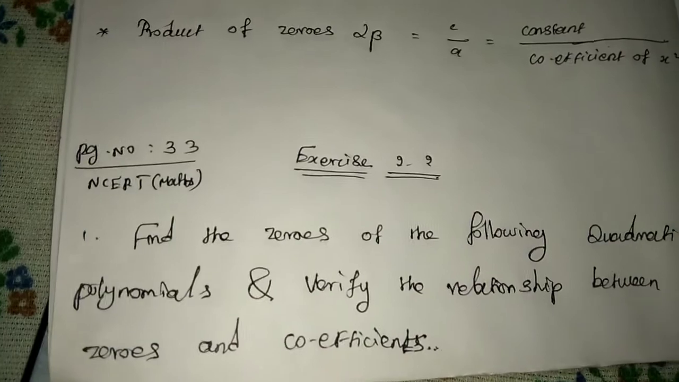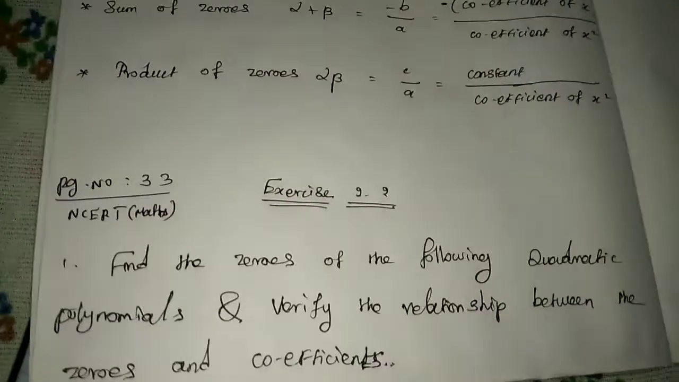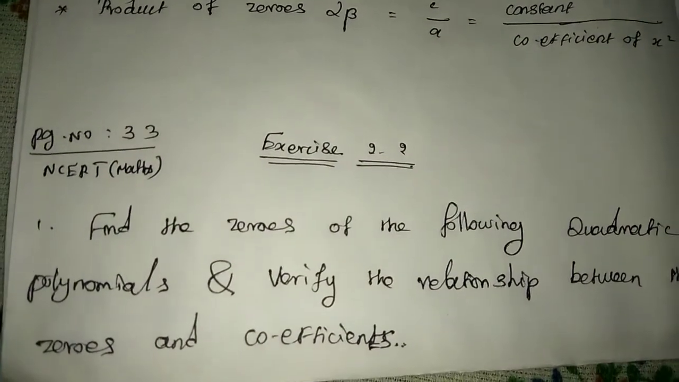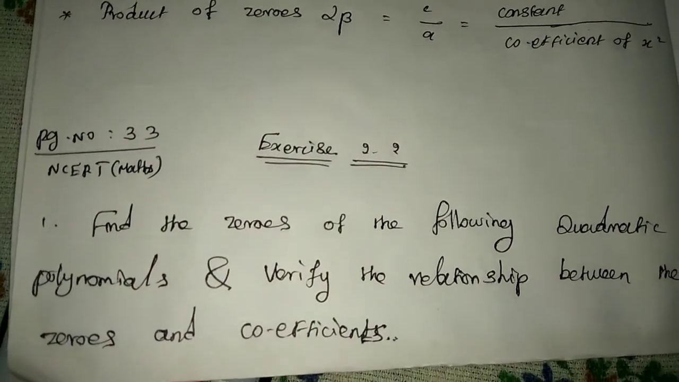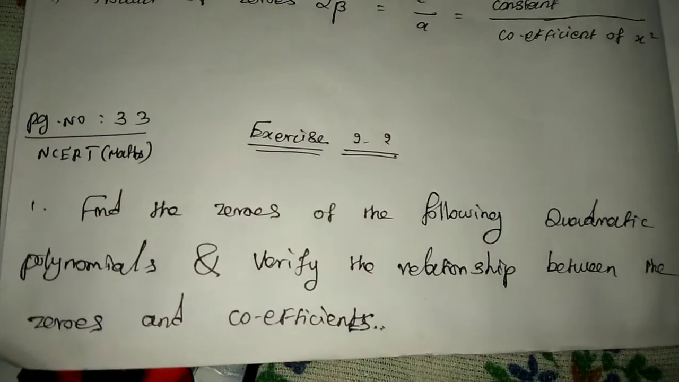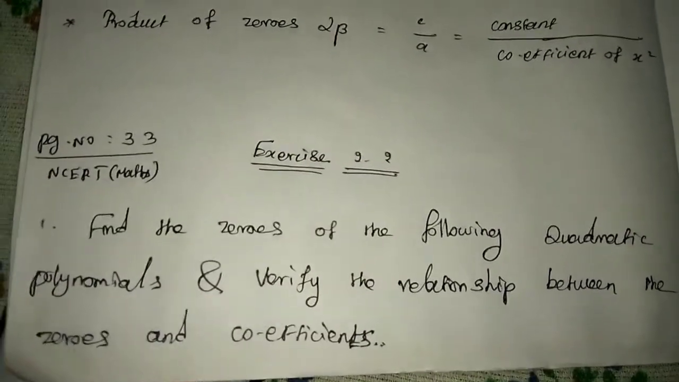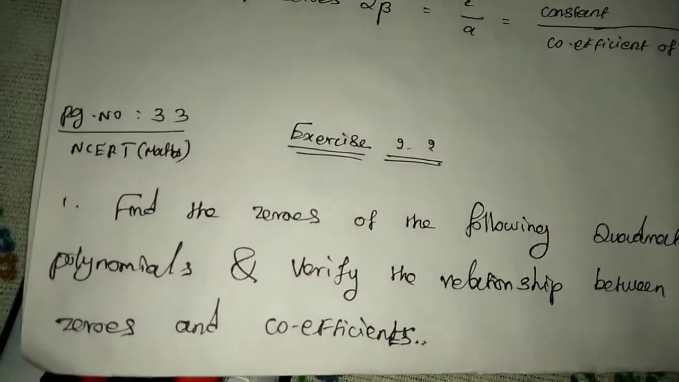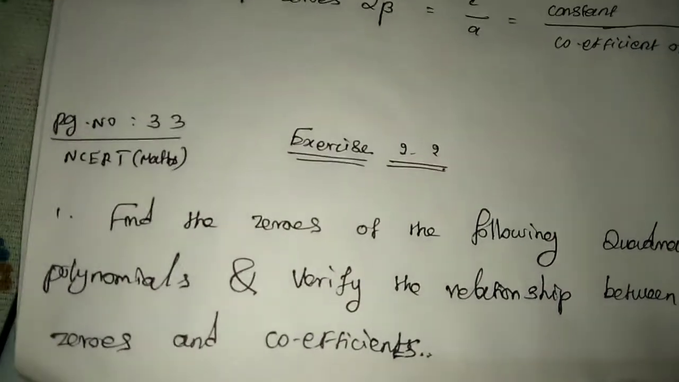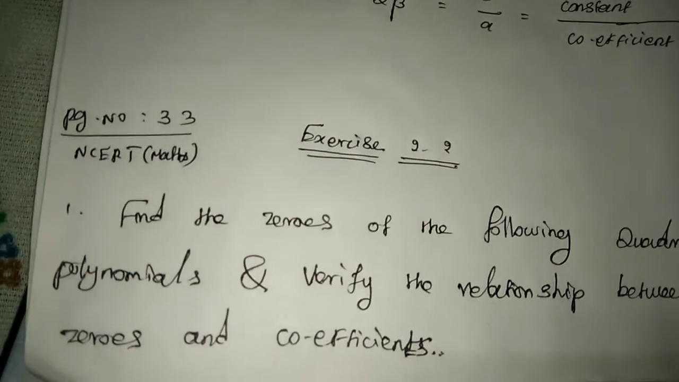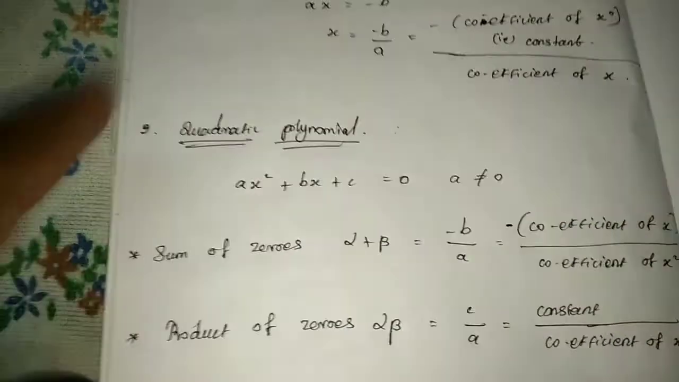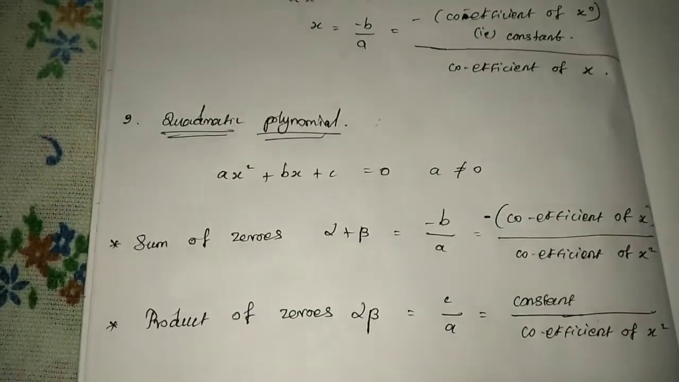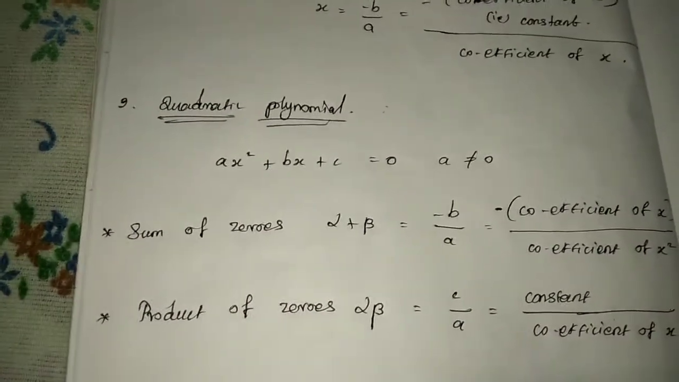So first one, exercise 2.2, find the zeros of the following. First problem: find the zeros of the following quadratic polynomial and verify the relationship between the zeros and the coefficients. So in this problem, first they give a quadratic polynomial, we should find the zeros, then we should verify the relationship between zeros and coefficients. That is the formula for verifying coefficients and zeros of a quadratic polynomial. Are you all clear? Now we can enter the problem.